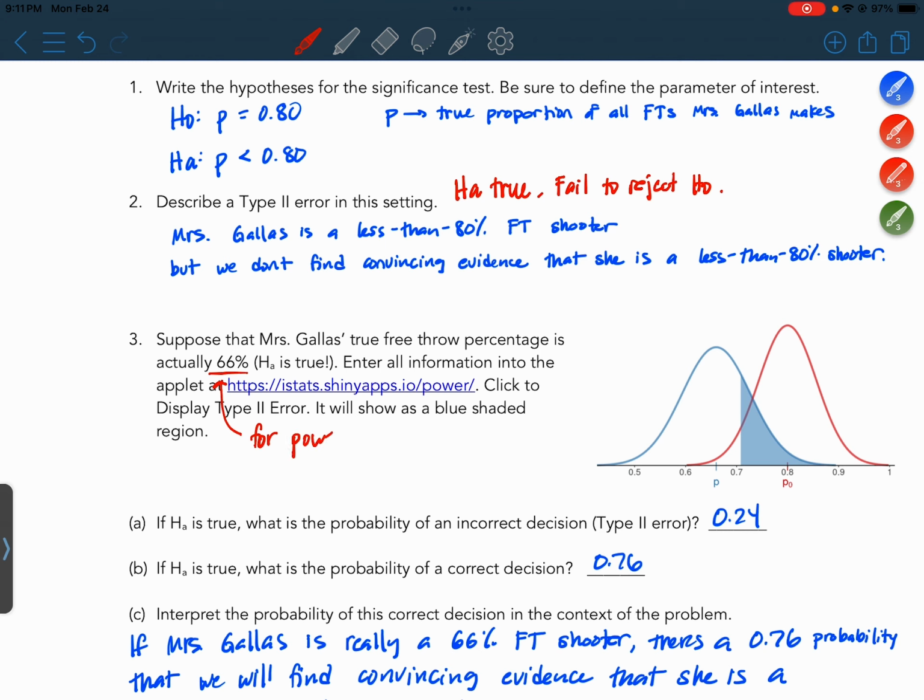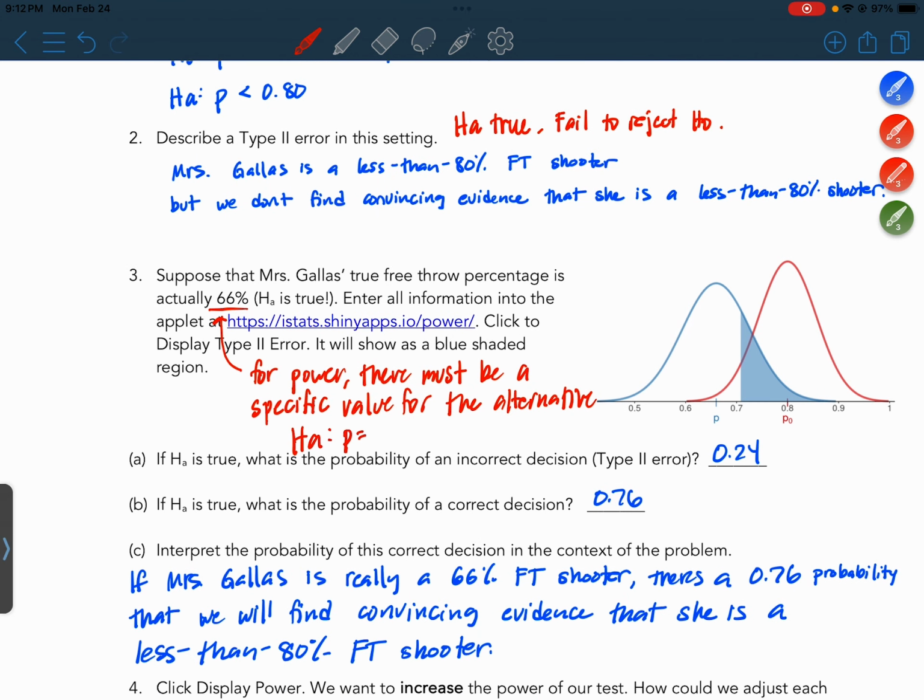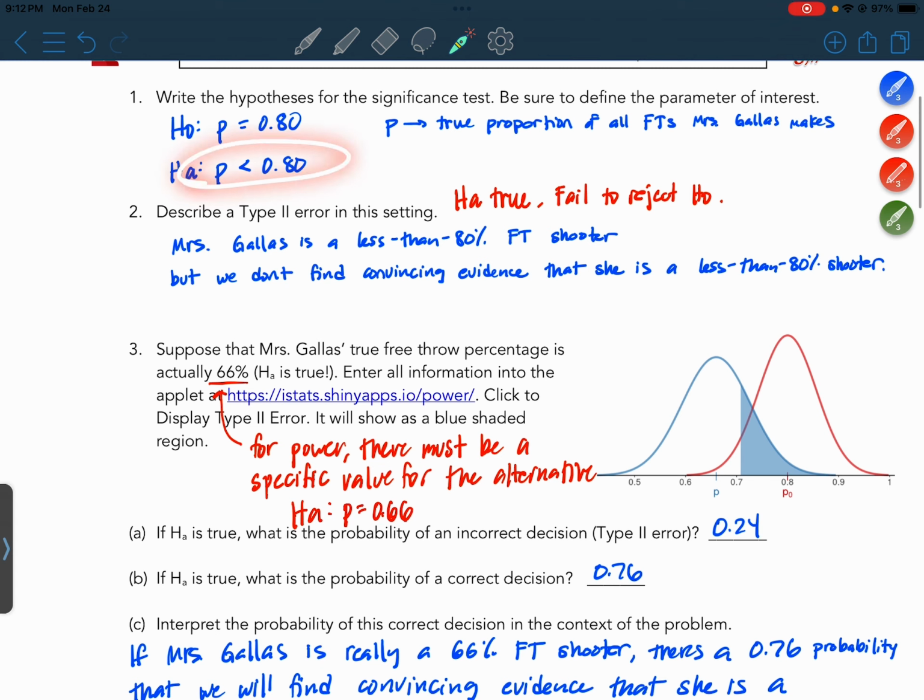For calculating power, okay, there must be a specific value for the alternative. And so here we're going to label the alternative hypothesis as her true proportion being only 66%, okay, which falls in line with the original alternative being less than 80%, but now we're picking a specific value that's less than 80%.